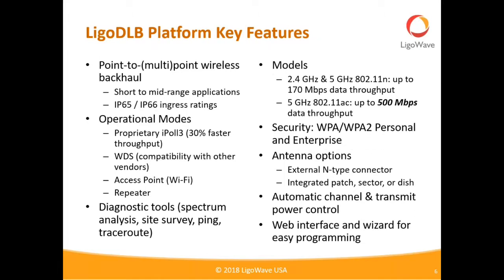Our key features: this is a product that is purely designed for point to multi-point wireless backhaul. The LigoDLB is designed for short to mid-range applications. We do have long-range carrier-grade products in our rapid fire series and our Ligo PDMP series, which we'll have different webinars on. For the LigoDLB, this is our short to mid-range platform. All of the products have an either IP65 or IP66 ingress rating.